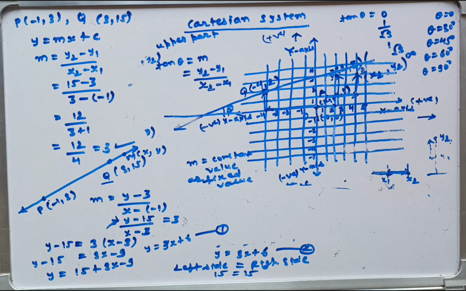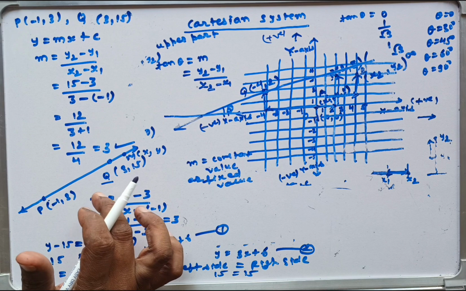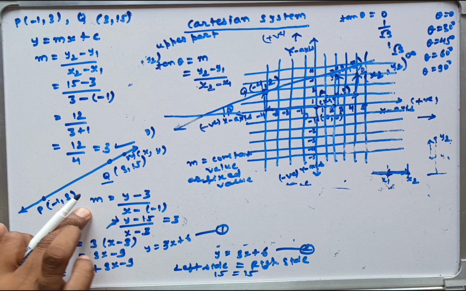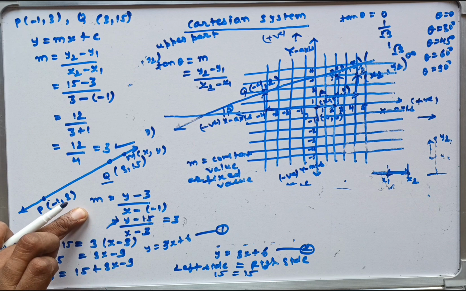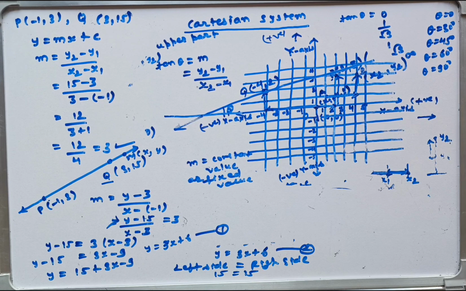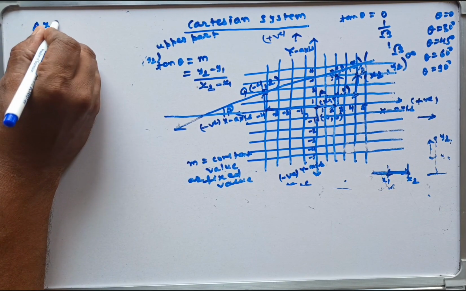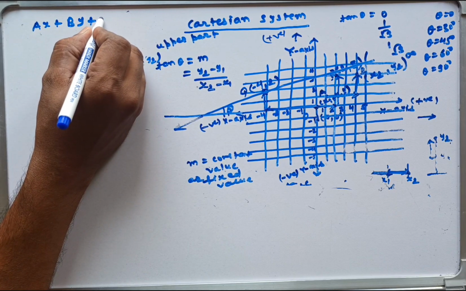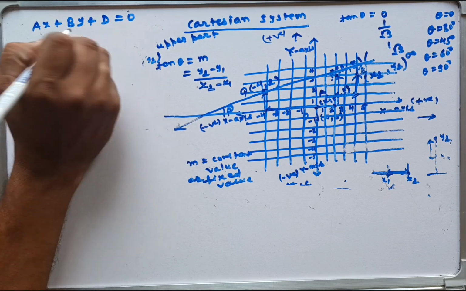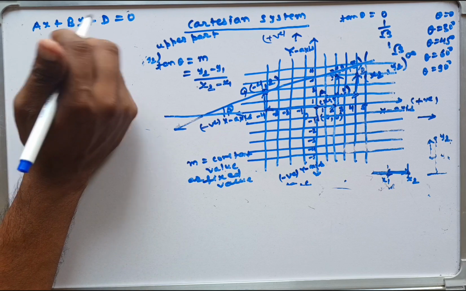So you can take any coordinate value for taking a gradient with an arbitrary point on the line. Another fact about a straight line: in some books you see ax plus by plus d equals 0 as the equation of a straight line. So we can say yes.